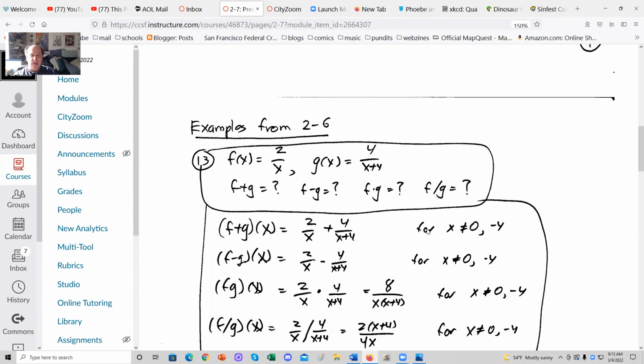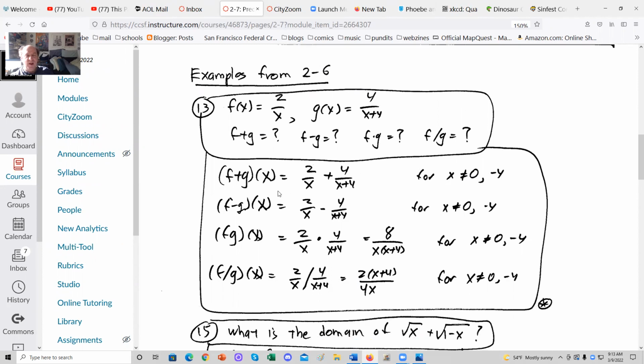So some examples. Here f of x is 2 divided by x, g of x is 4 divided by x plus 4. What's the sum, difference, product, and quotient? Well, it's easy enough. The sum at x is 2 over x plus 4 over x plus 4, for x not equal to 4, 0, or negative 4, because those are where these components are not defined. Their difference, f minus g, evaluated at x is 2 over x minus 4 over x plus 4, again for x not equal to 0 or negative 4.